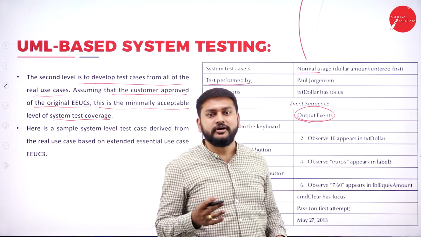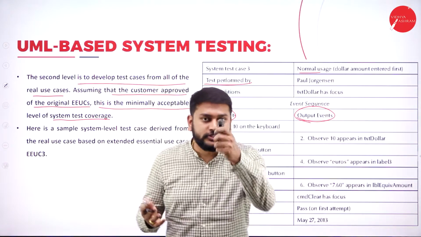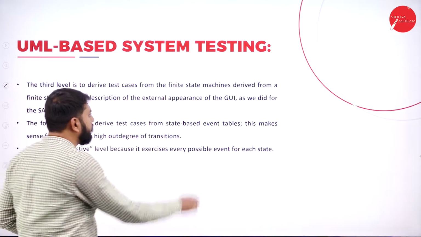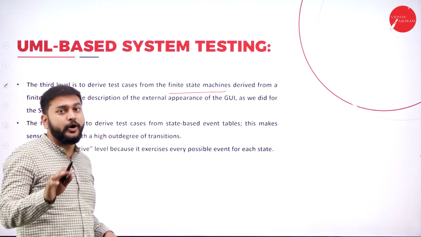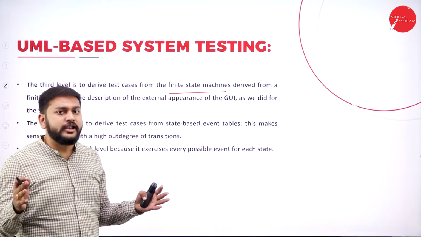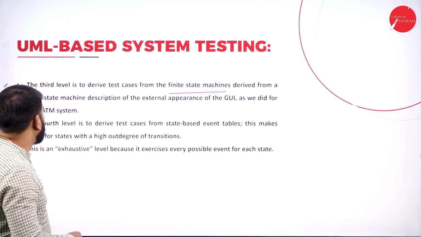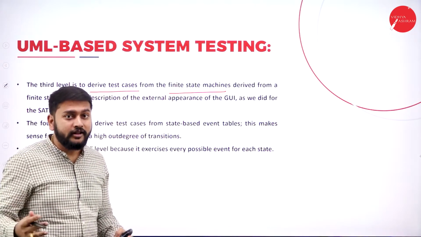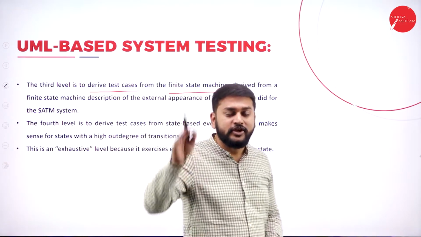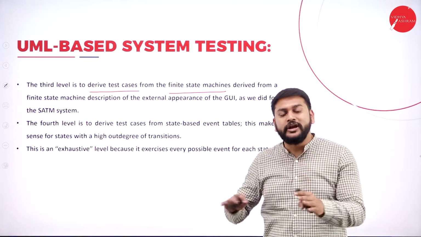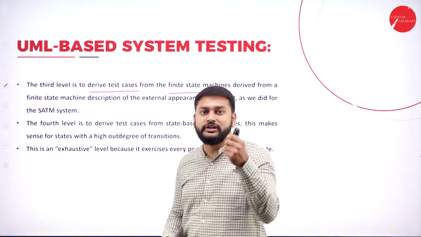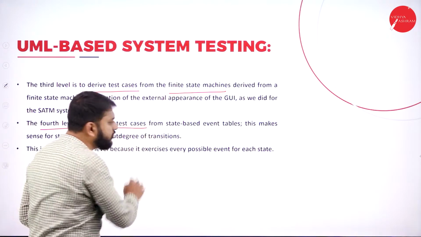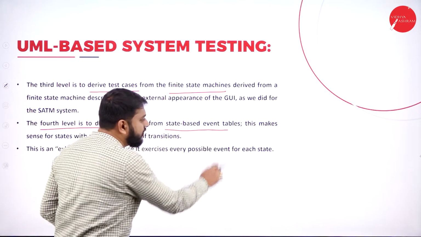But what happens with the third level and what happens with the fourth level? So let's check that. So guys, when it comes to the third level, we will be mainly concentrating on the finite state machine. That's the most important point that you need to remember. What exactly are we trying to do with the finite state machine? Listen to me carefully. The third level is to derive the test cases from where? We are trying to derive the test cases from the finite state machine. And when it comes to the fourth level, guys, we are trying to derive the test cases from the state-based event tables.